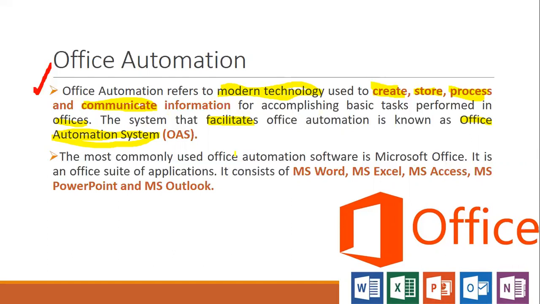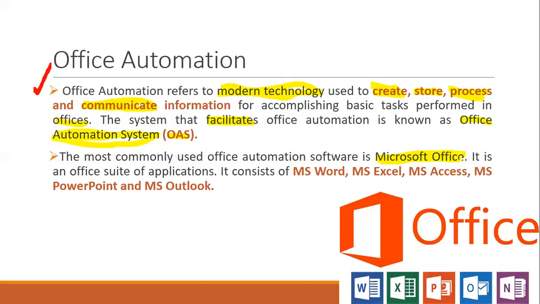So it means that the tools or the softwares that facilitate office automation are known as OAS, office automation systems. And in office automation systems, basically we use modern technology to create, store, process, and communicate the information, the data, and the routine tasks of an office. Modern technology means computers, laptops, tablets, and obviously, with these latest equipment, we will need some latest softwares and tools to automate an office. So the most commonly used office automation software is Microsoft Office.